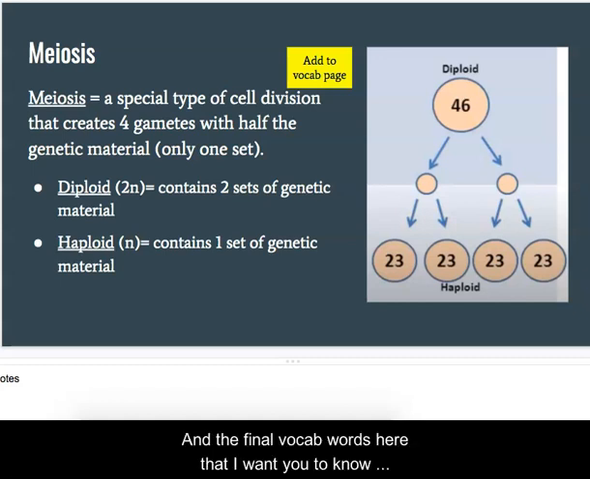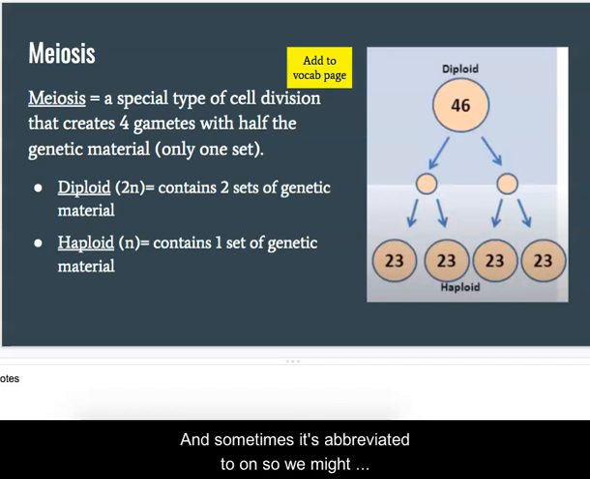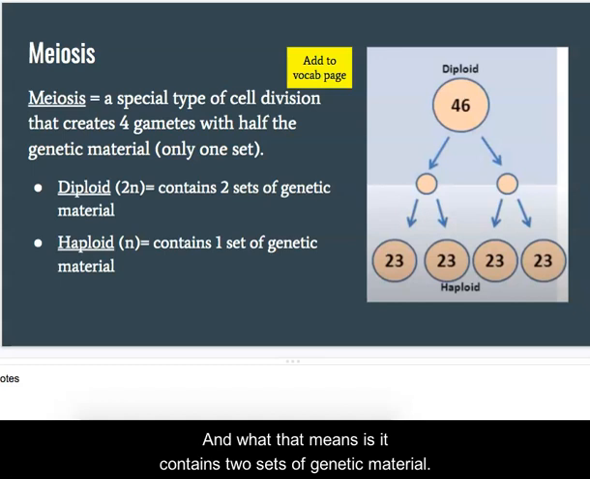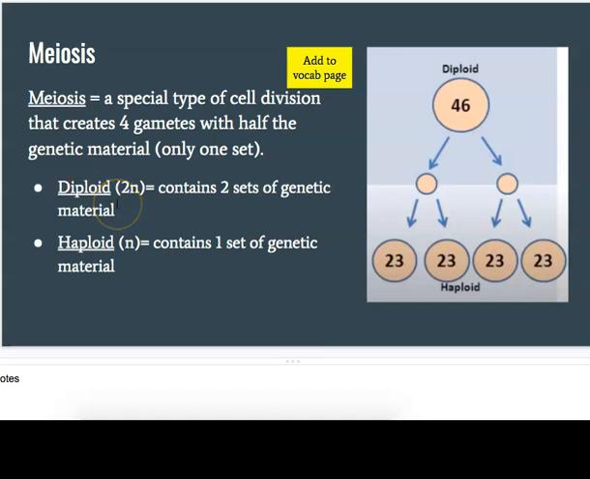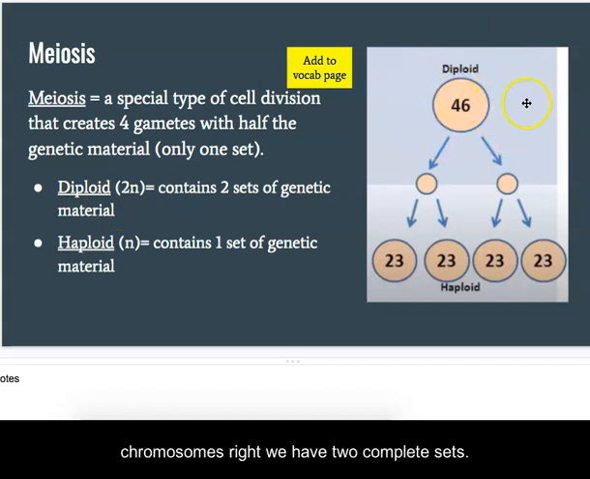And the final vocab words here that I want you to know are diploid and haploid. Di means 2. So diploid is like 2 sets, and sometimes it's abbreviated 2N. So we might see that in some of our graphics or our videos. And what that means is it contains 2 sets of genetic material. So in our picture on the right, you can see diploid is our 46 chromosomes, right? We have 2 complete sets, 23 pairs, so 2 sets of genetic material.